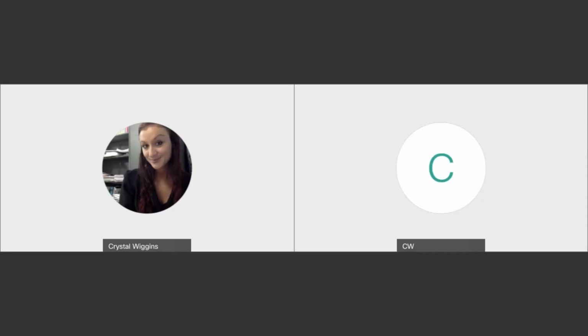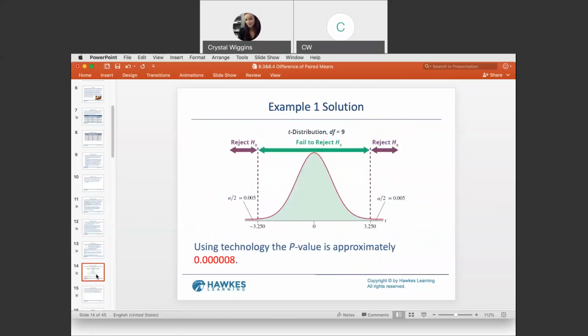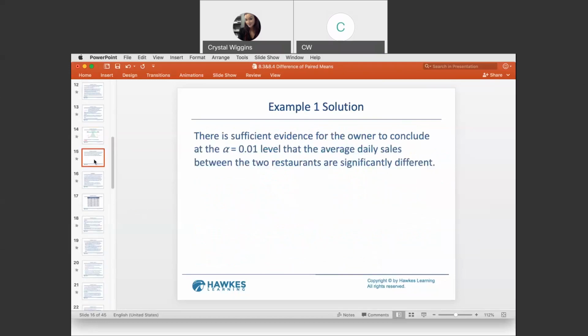So if we take a look, if we were to look at the test statistic and the critical values, which were also listed in that report, we would have the same conclusion. P-value seems to be much quicker for us to conclude. There is sufficient evidence for the owner to conclude that at an alpha level of 0.01, the average daily sales between the two restaurants are significantly different.